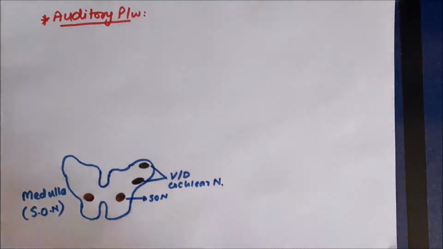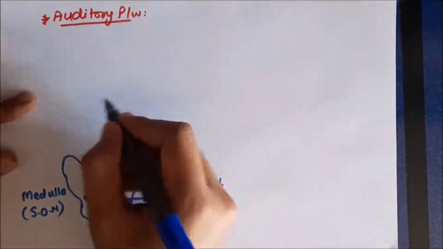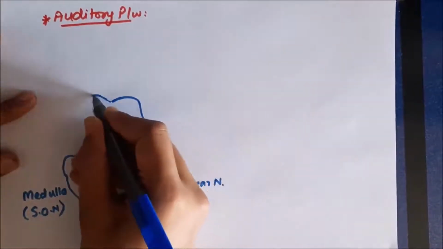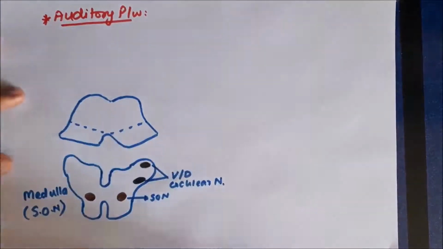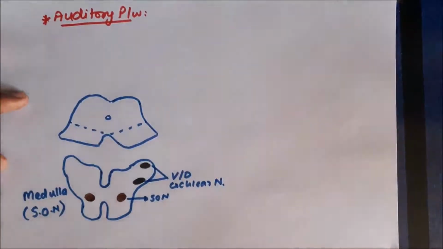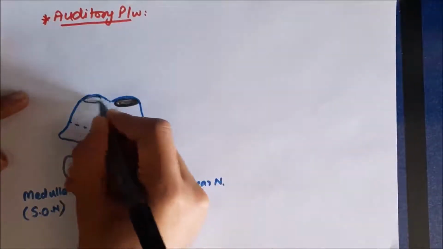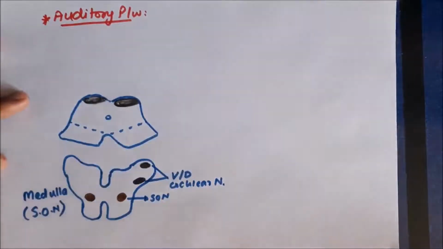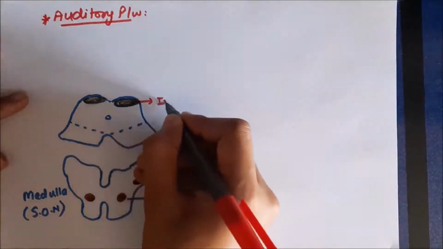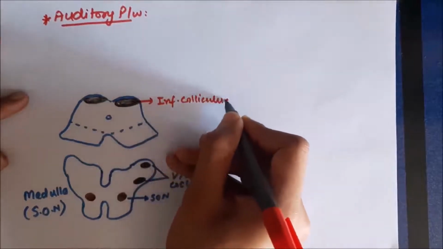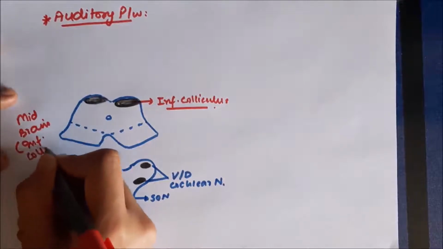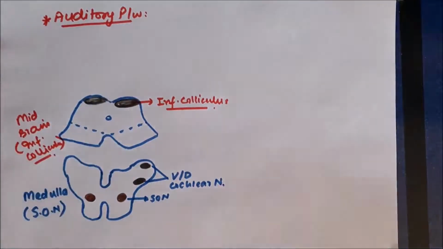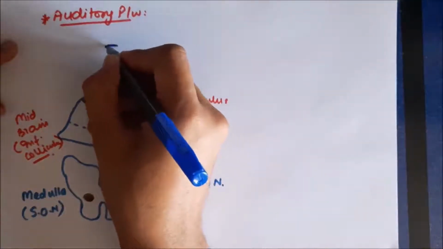Now above the section of medulla, let's draw the section of the midbrain. So this is the section of a midbrain at the level of inferior colliculus. So this is the aqueduct and this is the inferior colliculus. Now there are various pathways, there are various fibers which go in an ascending manner, among which one of the pathways is called the lateral lemniscal pathway. We'll get to that in a few moments.